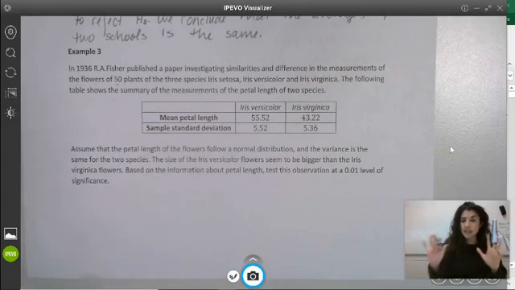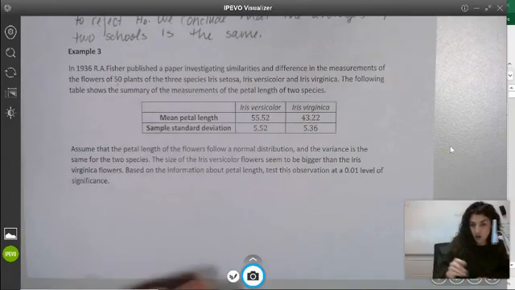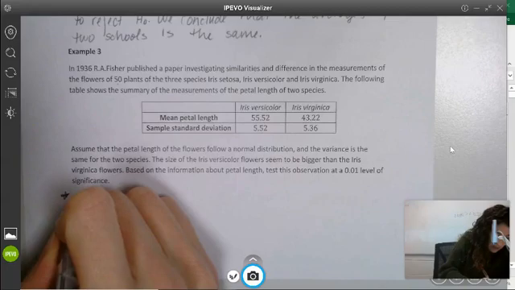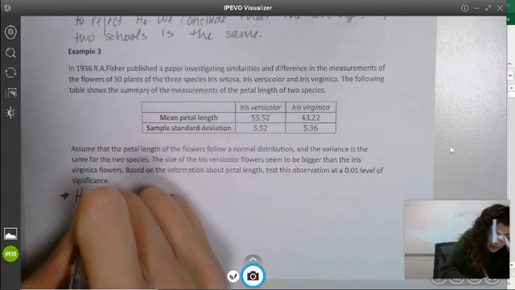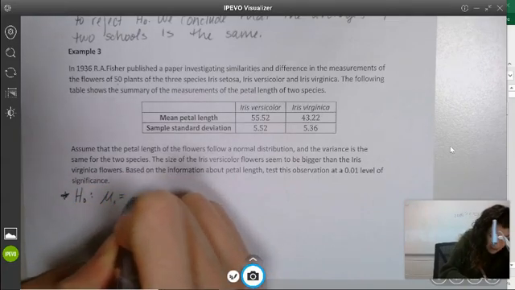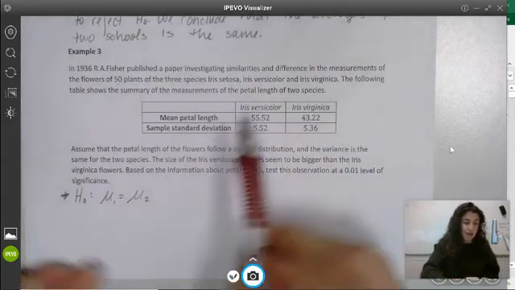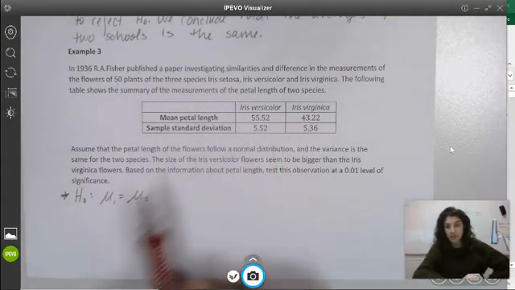So first, always first, let's state our alternative and our null hypothesis. Go ahead and tell me what our null hypothesis is. As always, the null hypothesis is that it should remain the same. And we can see here that the averages are different.